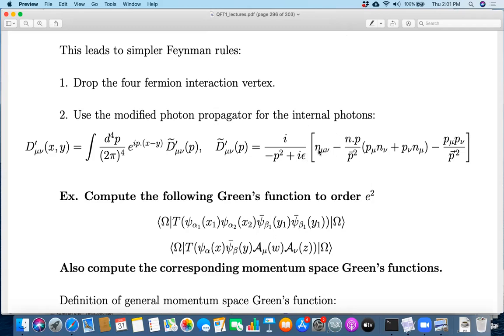That makes the calculation much simpler, even though the physical interpretation is easier in the Coulomb gauge that we have been using. So that is what is called the Feynman gauge, where you take the internal photon propagator to be just i eta mu nu over minus p square plus i epsilon.